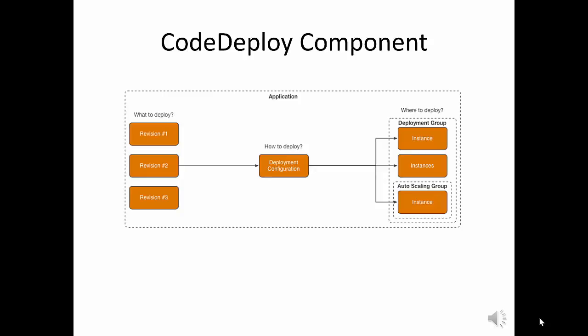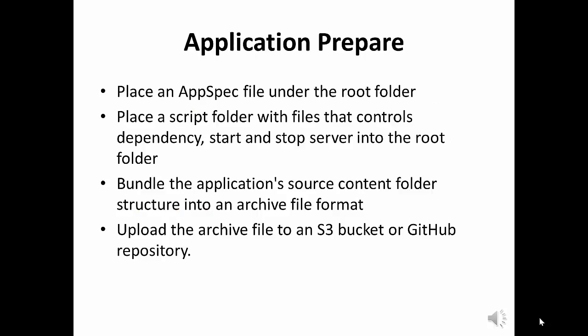The CodeDeploy components are like this. You have the app revision you want to deploy to the server. You use Amazon's CodeDeploy tools to deploy your app. And those app revisions are deployed to the deployment group or auto-scaling group. So this is the way you prepare your application.